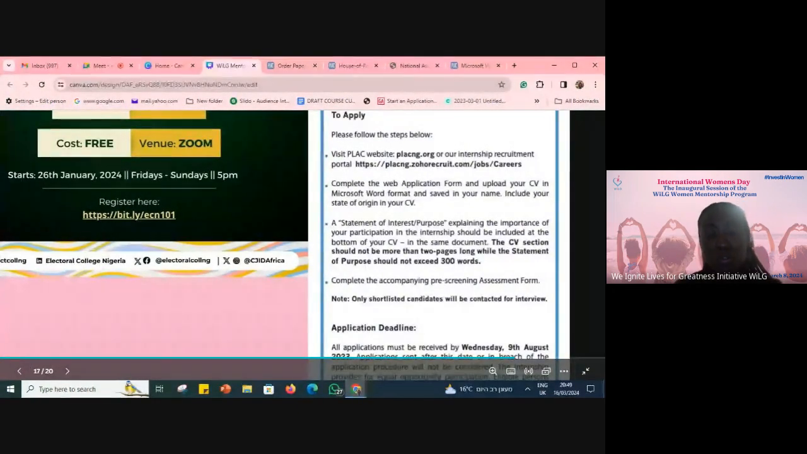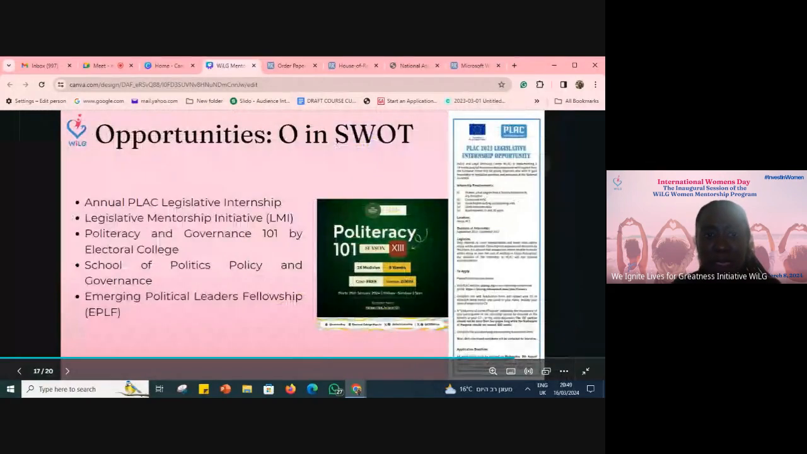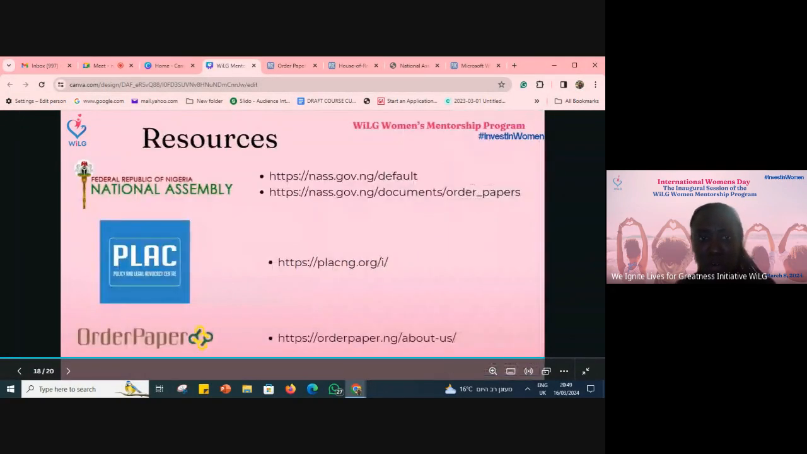So they join you to a committee, and you're able to work in the committee, and it's really interesting. So these are opportunities that will help you get to know about the legislature and will help you learn about politics, which is very, very important.